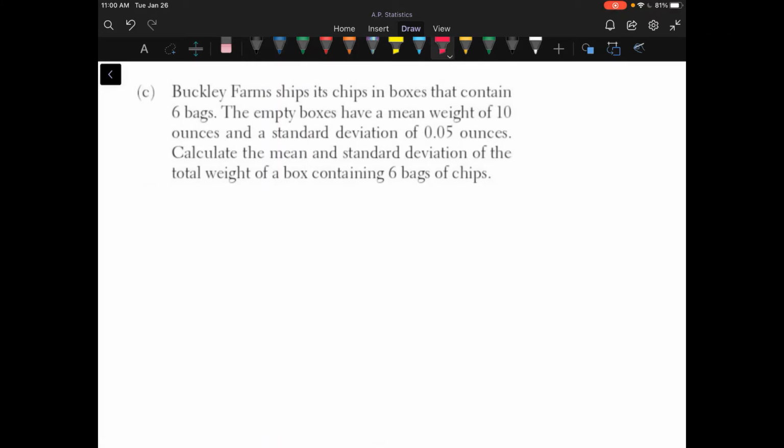Buckley Farms ships its chips in boxes that contain 6 bags. The empty boxes have a mean weight of 10 ounces and a standard deviation of 0.05 ounces. Calculate the mean and standard deviation of the total weight of a box containing 6 bags of chips.